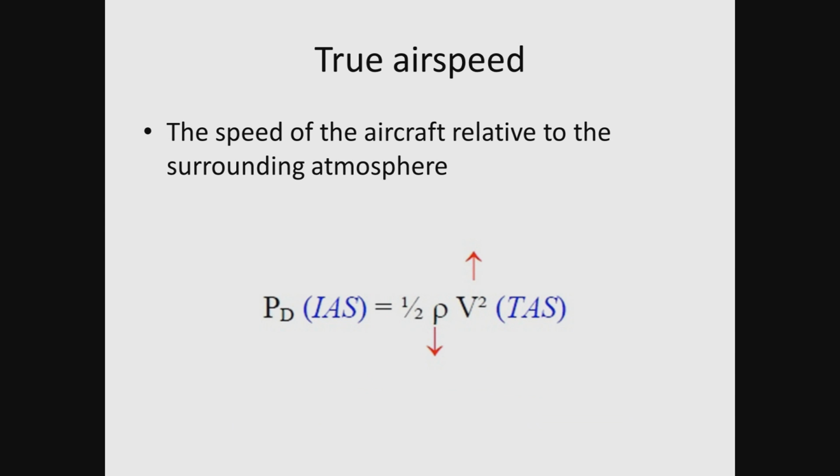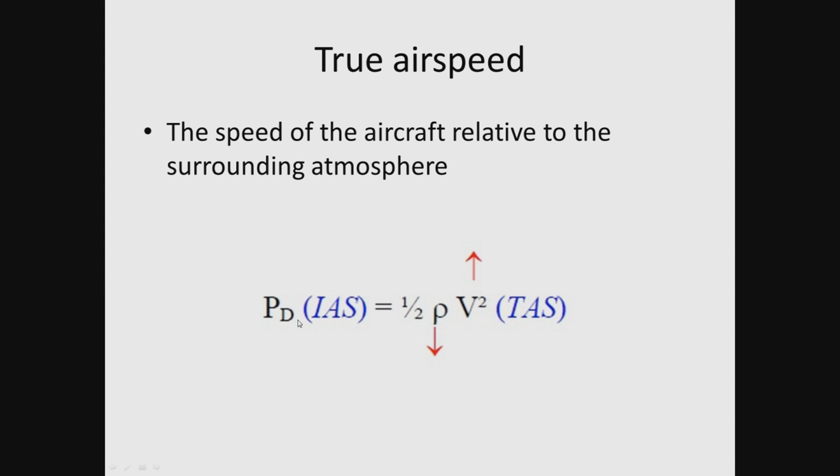Let's look at the one we're interested in, which is the true airspeed. The true airspeed is very simply the speed of the aircraft relative to the surrounding atmosphere. And it can be easily seen from this equation, which is, again, if you remember the equation from one of the previous slides, which showed that indicated airspeed, we called indicated airspeed dynamic pressure, or PD. Pressure dynamic is what that means.